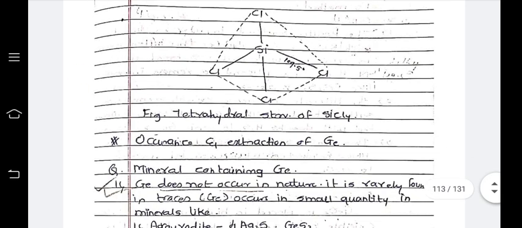Next is the structure. The structure represents SiCl4. SiCl4 is a tetrahedral molecule.